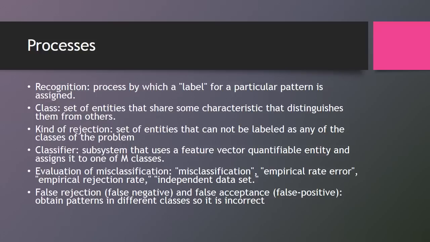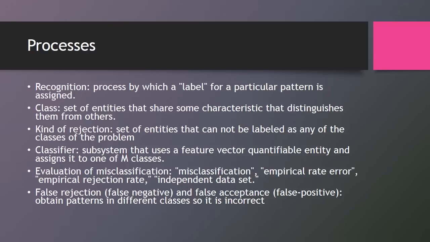Now the processes. Recognition is a process by which a label for a particular pattern is assigned. A class is a set of entities that share some characteristics that distinguish them from others. The reject class is a set of entities that cannot be labeled as any of the classes of the problem. The classifier is a subsystem that uses a feature vector of a quantifiable entity and assigns it to one of M classes.